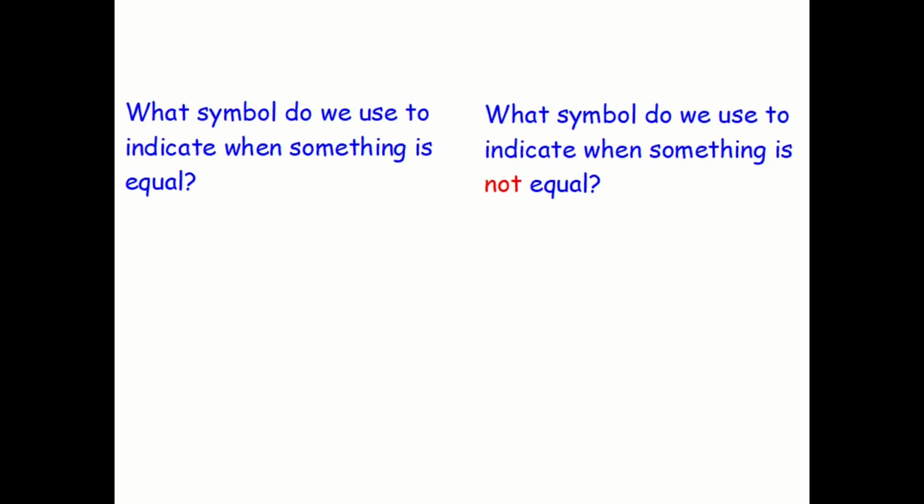Before we get started on this topic, I just want to have a look at a few symbols and notation. So, what symbol do we use to indicate when something is equal? Well, hopefully you all know that we use the equal sign. What symbol do we use to indicate when something is not equal? Well, we use the equal sign as part of it, but we say that it is not equal to by putting a diagonal line through that equal sign.